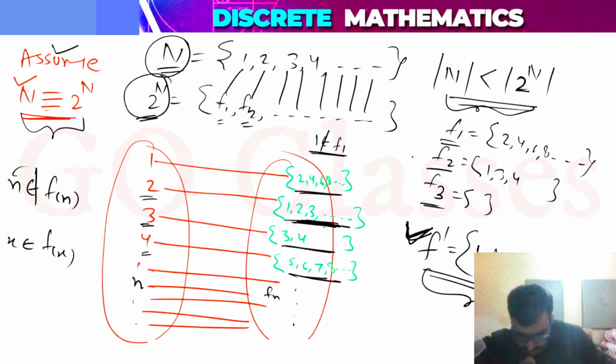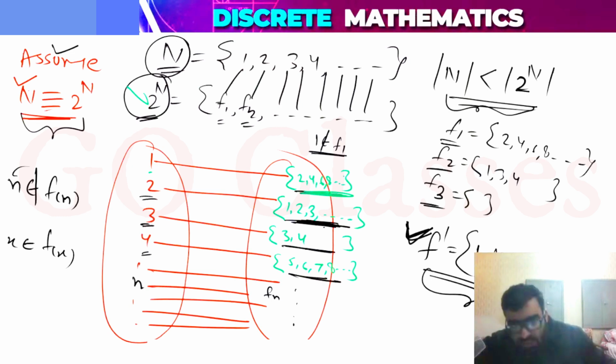Sir, can the subsets be infinite here? If so, how can we check whether this element is preserved or not? Of course the subset can be infinite, because what is 2 power n? 2 power n is basically the set of all subsets of n. For example, you can see 1 is mapping to the set of all natural numbers. So this 1 is mapping to an infinite set.